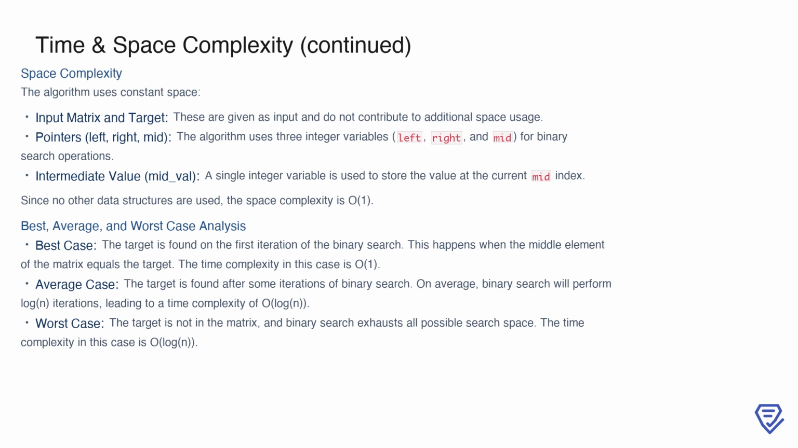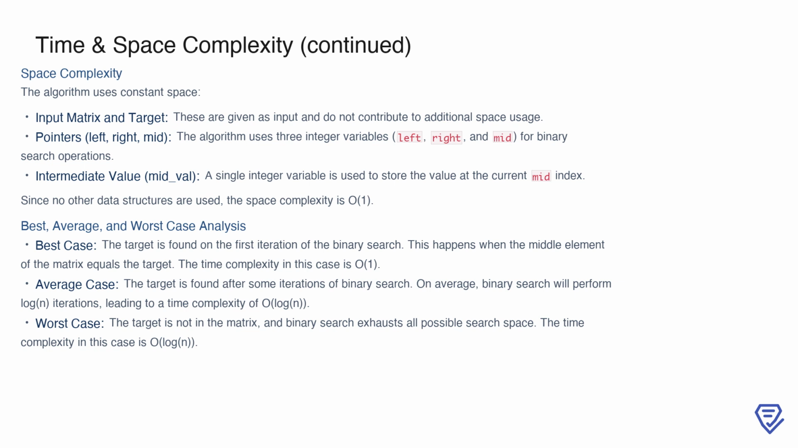The input matrix and the target value are given directly as inputs, so they do not contribute to additional space usage. During the binary search, 3 integer variables, left, right, and mid, are used to define and update the search boundaries. Additionally, we use a single integer variable, mid_val, to store the value of the matrix element at the current midpoint. Since no other data structures are used and the number of variables remains constant regardless of the input size, the space complexity is O(1).